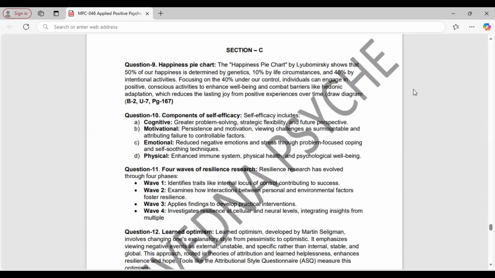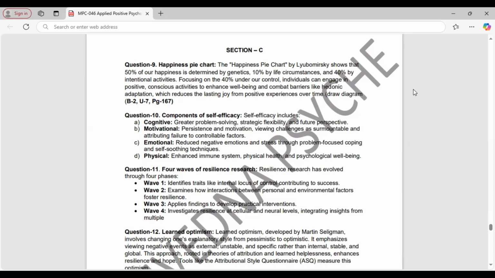Section C, question 9, happiness pie chart. The happiness pie chart by Lyubomirsky indicates that 50% of happiness is genetic, 10% from life circumstances, and 40% from intentional activities. By focusing on the 40%, individuals can engage in positive actions to enhance well-being and counteract hedonic adaptation, which diminishes joy over time.